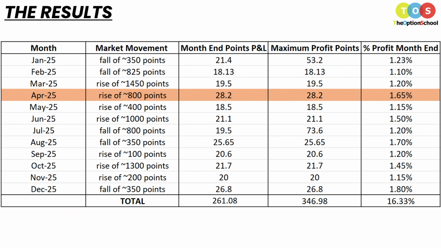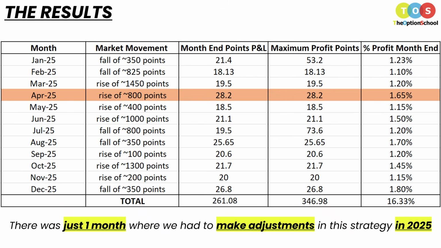Most of the time the market has gone up or not fallen enough to create any challenges for the trade. But whatever results we are showing are basically what happened at the end of the month. In between the month there can be certain issues. We will see how to handle that. Otherwise, the results were very normal, and there was just one month where we had to make adjustments, and that is very critical for this whole strategy.